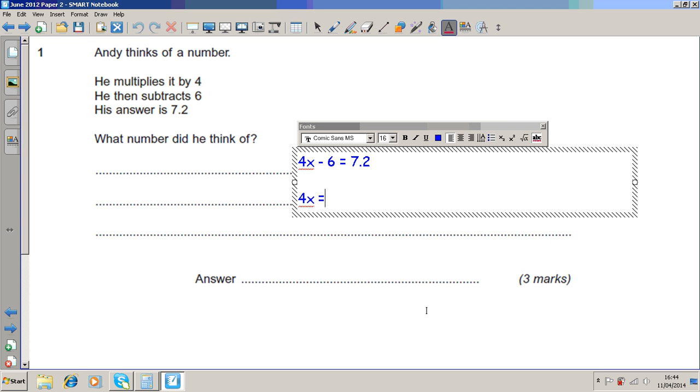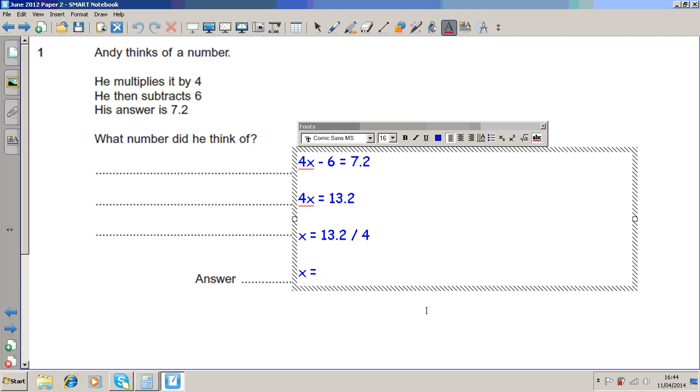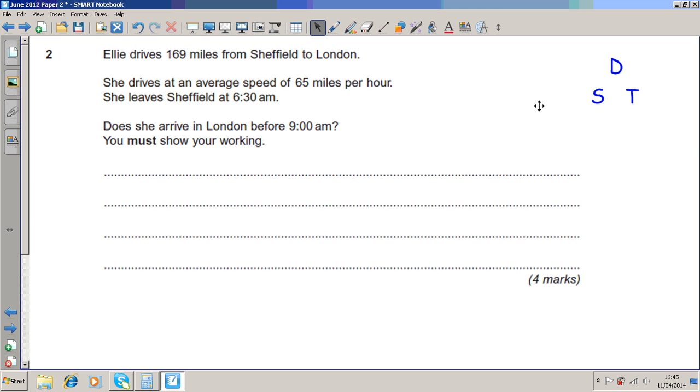Then we can add 6 to both sides, 13.2, so x is going to be 13.2 divided by 4, which is, calculator out, 3.3. So Andy's number was 3.3. Check it: 3.3 multiplied by 4 is 13.2, subtract 6, 7.2. Yep, that's correct.